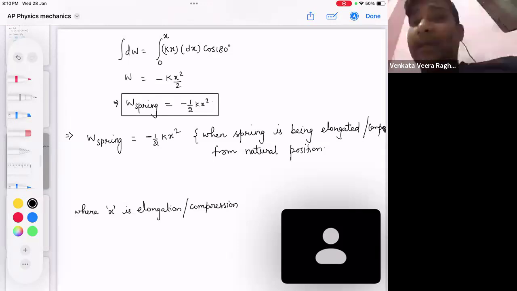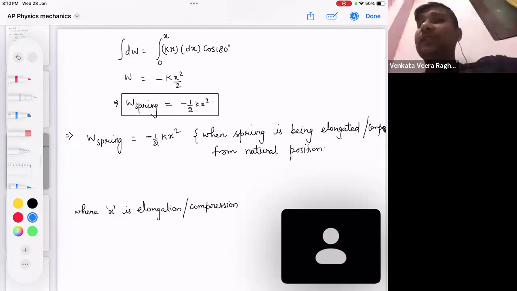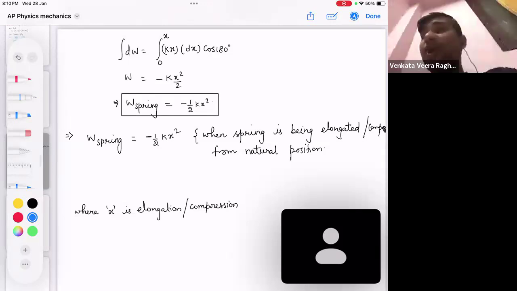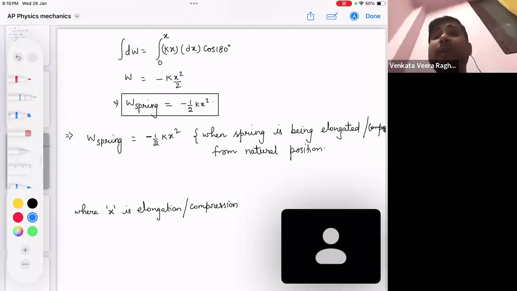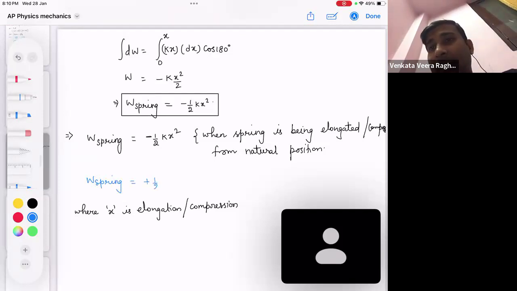Right. So work done by spring is going to be minus half kx square, where x is what? Elongation or compression. So when spring is being elongated or compressed from natural position, what will happen? The work done by the spring will be negative. And when will the work done by spring be positive? It will be plus half kx squared.